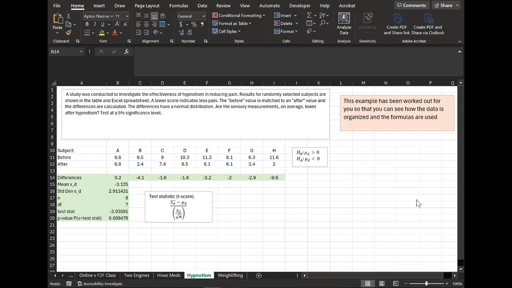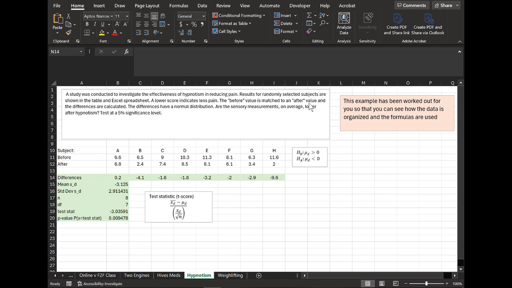A study was conducted to investigate the effectiveness of hypnotism in reducing pain. Results for randomly selected subjects are shown in the table. A lower score indicates less pain. The before value is matched to an after value, and the differences are calculated. The differences have a normal distribution. Are the sensory measurements on average lower after hypnotism? And we're going to test at a 5% significance level.